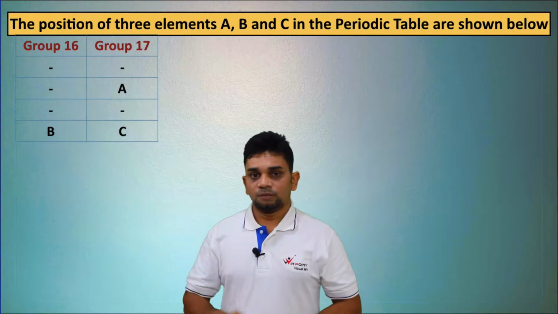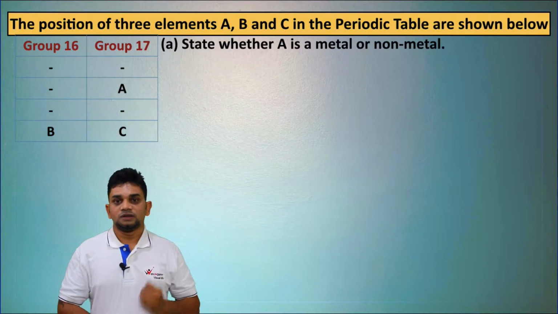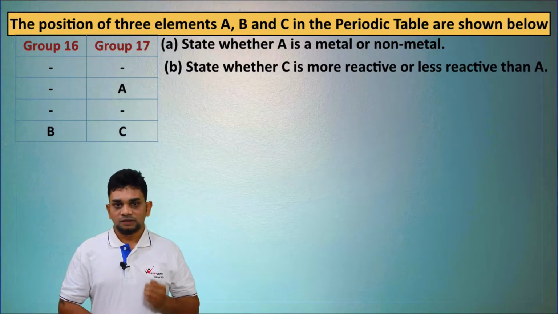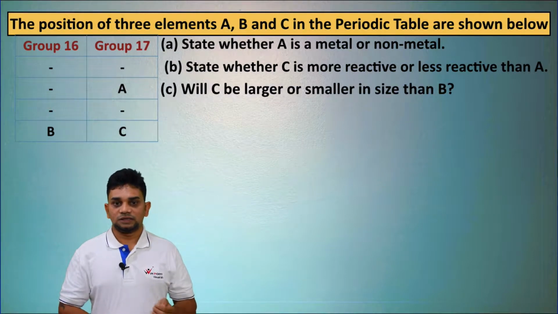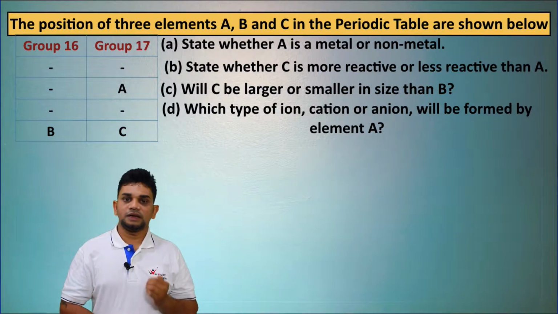In this table, position of A, B, C is given. First question. State whether A is a metal or non-metal. Question B. State whether C is more reactive or less reactive than A. C. Will C be larger or smaller in size than B? Which type of ion, cation or anion will be found by element A?